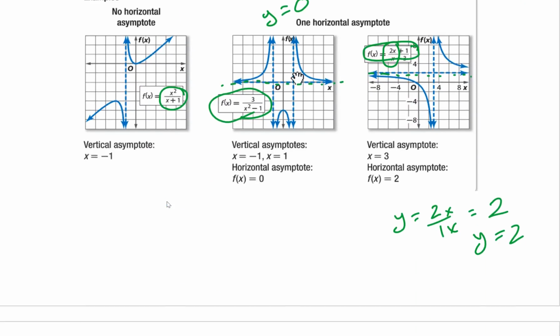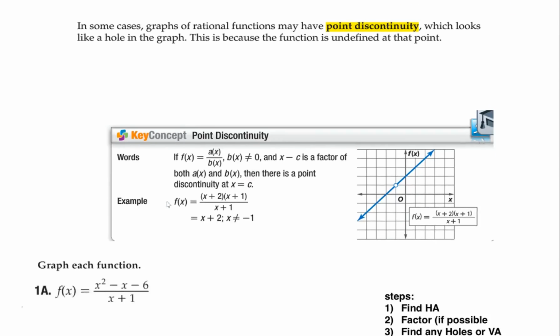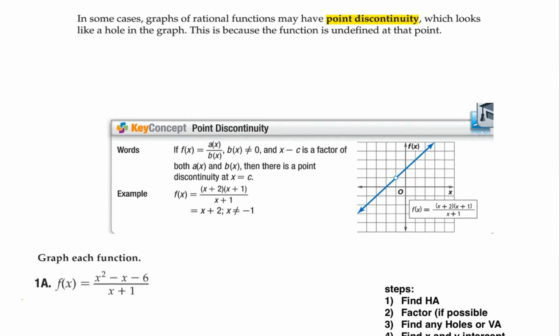Now there's one last thing we haven't talked about yet. And that's a point of discontinuity, also known as the hole in the graph. Sometimes your graph has a hole in it. And that happens when stuff cancels. So when stuff cancels, you have a hole in your graph.